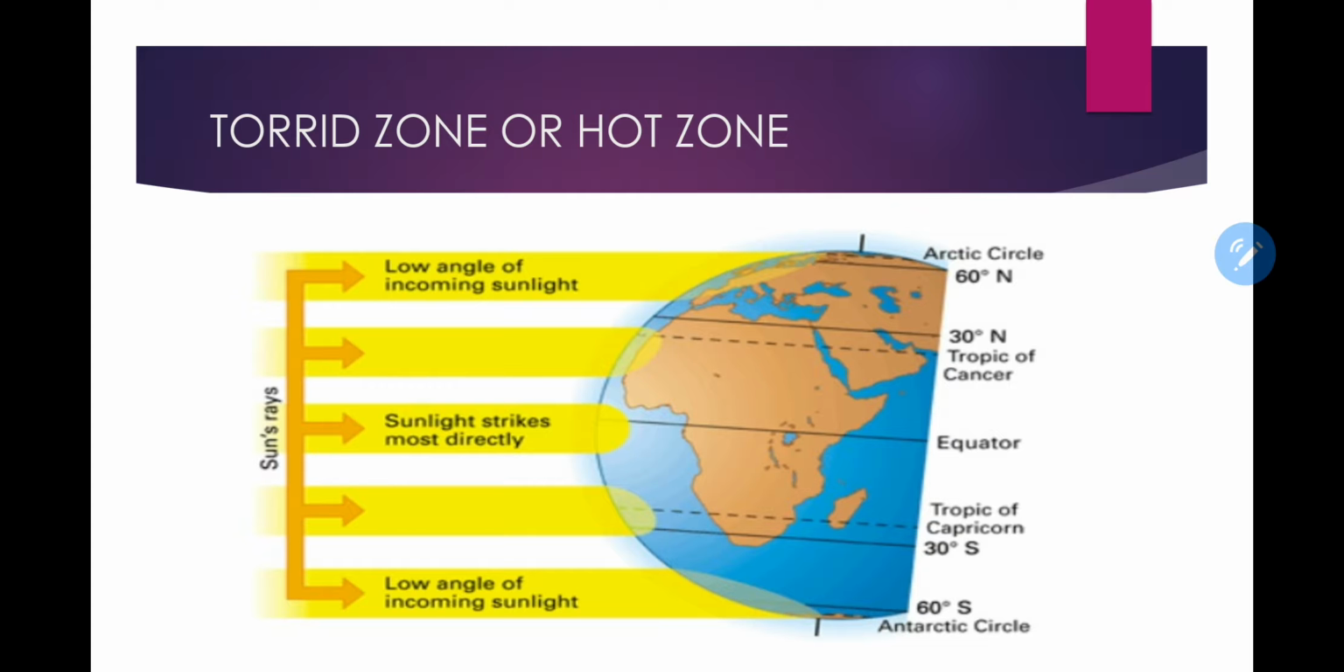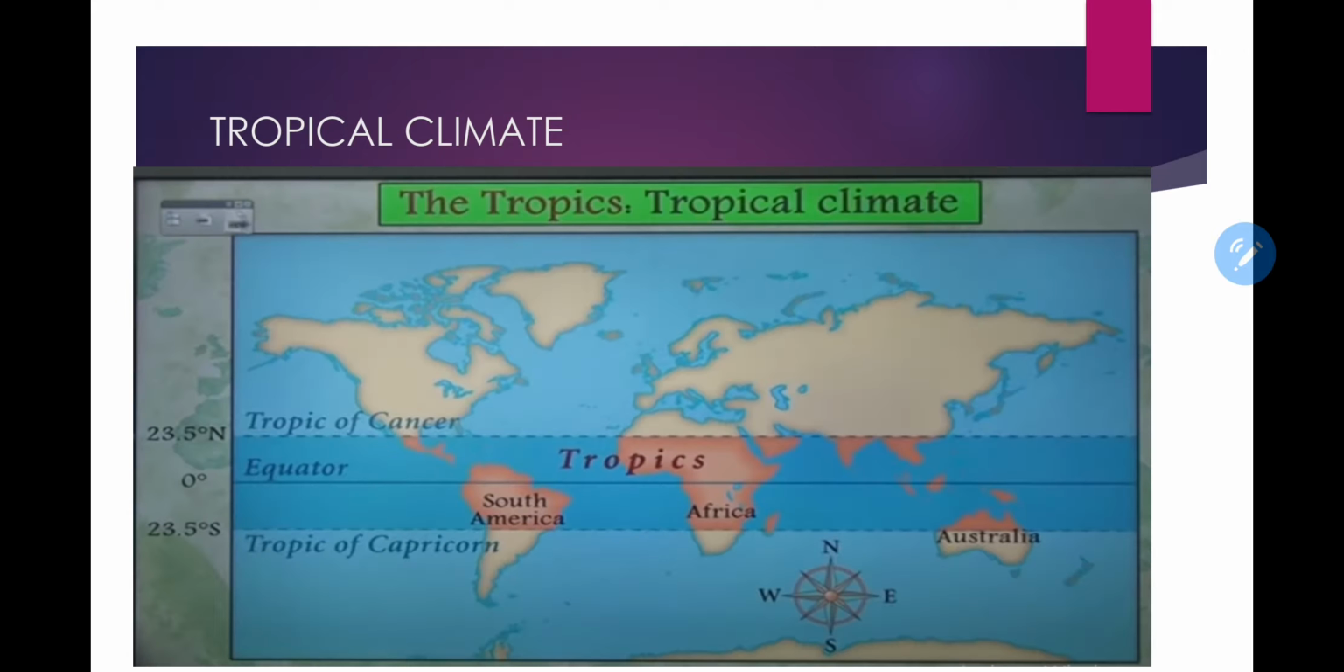Now let's learn about the torrid zone. So, the region located between the two tropics, 23.5 north and 23.5 south, has a tropical or hot or humid climate. But before that, you need to understand the torrid zone. So, if you will notice this figure, over here near the equator, the sun rays strike most directly. That's why this area is called a torrid zone, right?